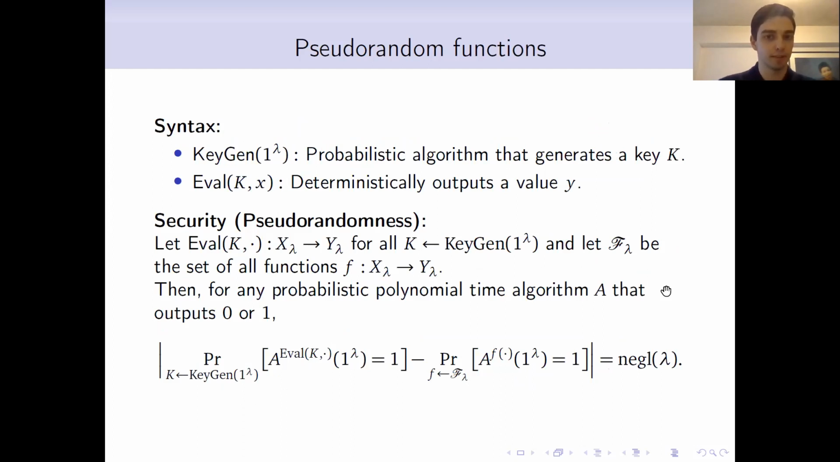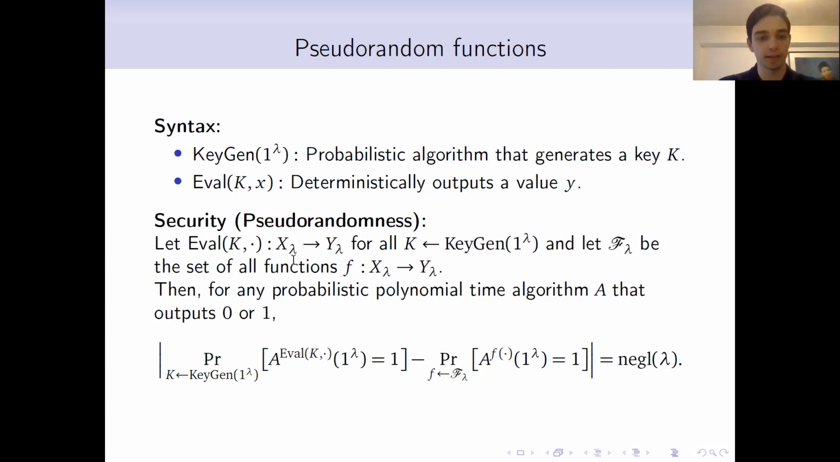We can define a pseudorandom function as a pair of algorithms. The key generation algorithm receives the security parameter lambda and is a probabilistic algorithm which generates a key. And then the evaluation algorithm, which is deterministic, on input a key and a value x, outputs the value of the function y. And the security of this function is the pseudo-randomness property, which can be formally defined like this.